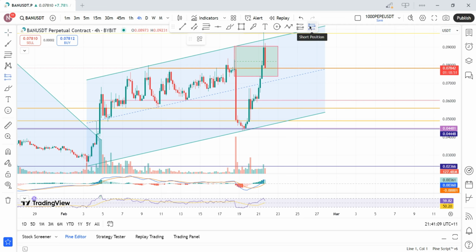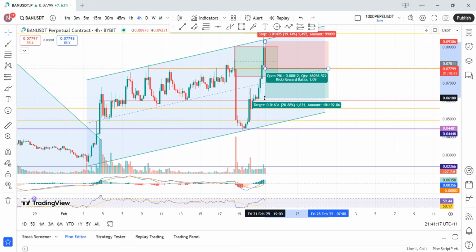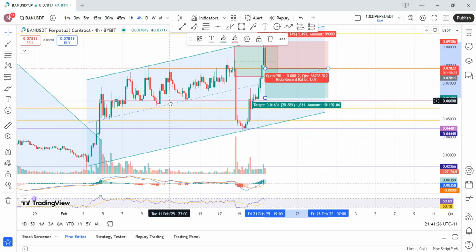I'll put a short position because I think the price is gonna go down. Currently the price is right here. And based on the previous testing of the price, it did consistently come down to this pink support line. Also the yellow, but the pink would be safer and more likely. So let's see.